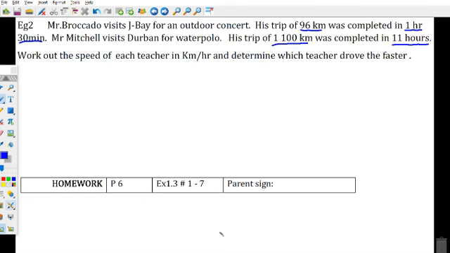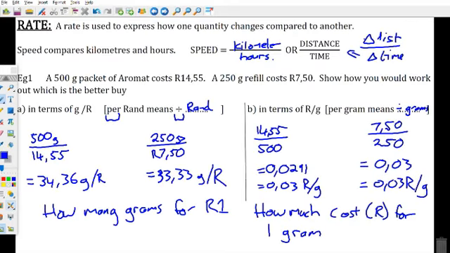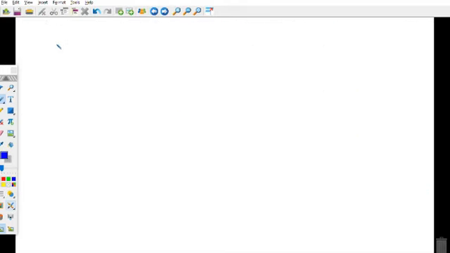Okay. So the first thing there, all we were doing is comparing. We're saying one thing divided by another thing. That's all we were doing. We were finding ratios. So have a look here. For 500 grams, we get 14 Rand 55. It's the same. A ratio is basically talking about something compared to another something.